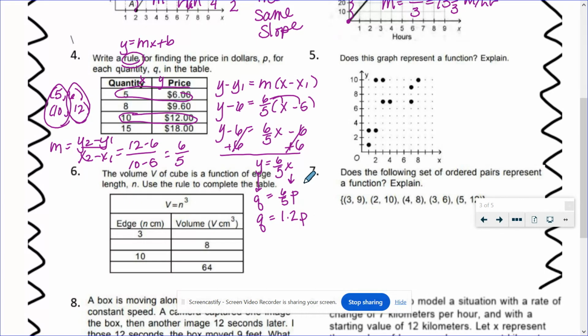So there's my answer. On your formula sheet, you do have the y equals mx plus b, you have the slope formula, and you do have point slope. So all of those formulas will be on your formula sheet.